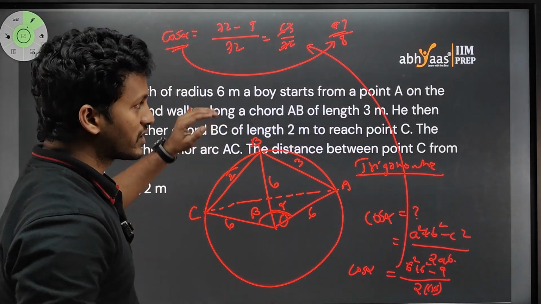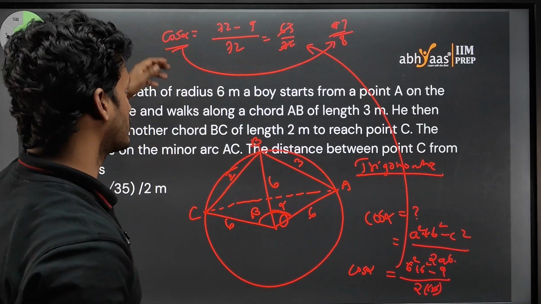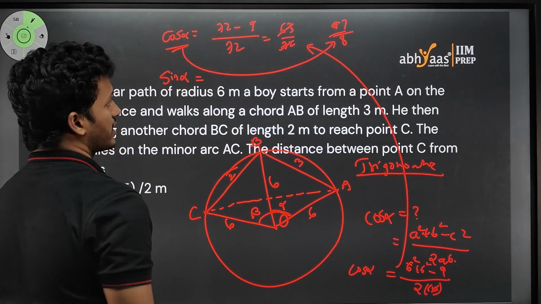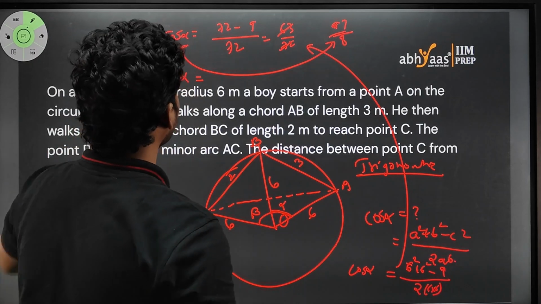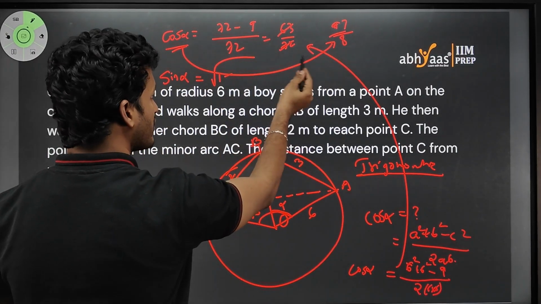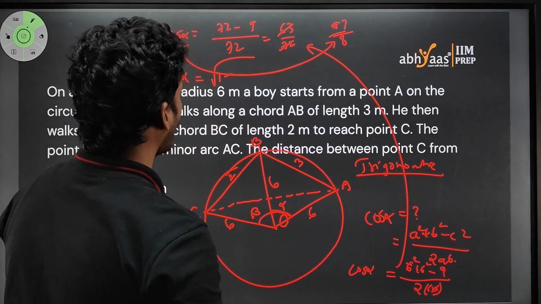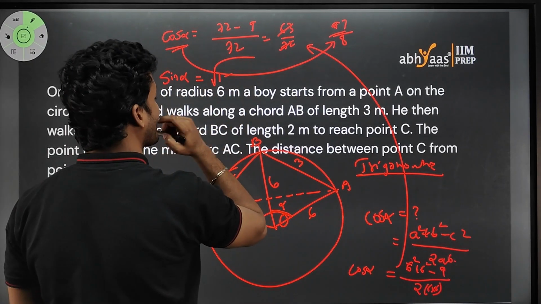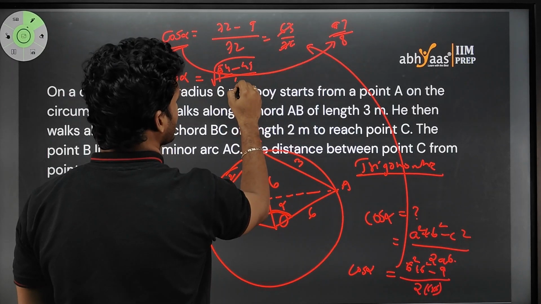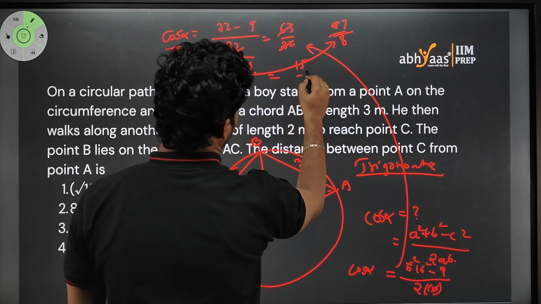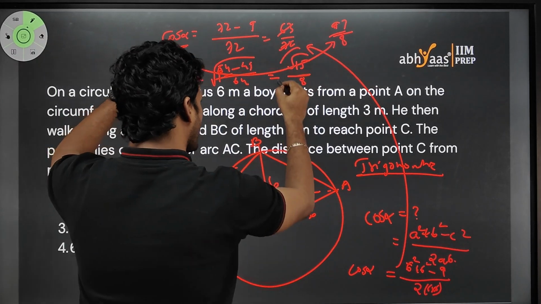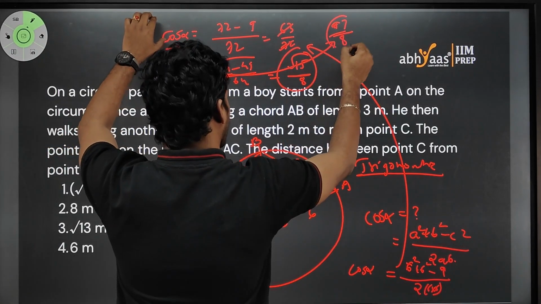Whenever you write it into trigonometrical ratios, try to find its sine also. So how much is sine? It's nothing but the square root of 1 minus cos square alpha. So that is 1 minus 49 by 64, which is 64 minus 49 divided by 64, that is 15 by 64, so root 15 by 8. So sine alpha is root 15 by 8 and cos alpha is 7 by 8.